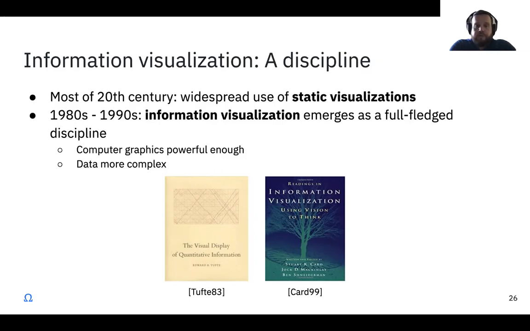The two classic books that are considered cornerstones of information visualization theory are the kind of ahead of its time book called The Visual Display of Quantitative Information by Edward Tufte, and Readings in Information Visualization: Using Vision to Think by Stuart Card and collective, which is also a nice piece. So these two books paved the way towards setting InfoVis in stone as a self-standing discipline.